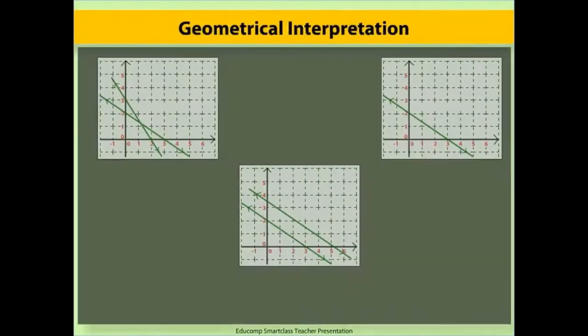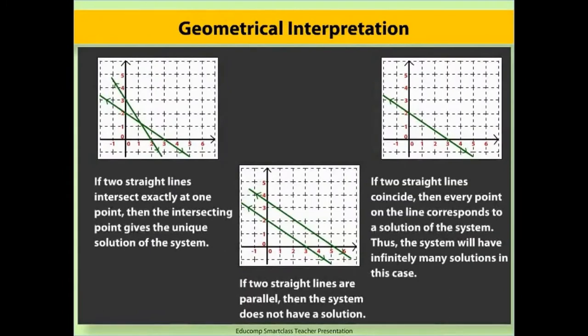Geometrical interpretation. If two straight lines intersect exactly at one point, then the intersecting point gives the unique solution of the system. If two straight lines are parallel, then the system does not have a solution. If two straight lines coincide, then every point on the line corresponds to a solution of the system. Thus, the system will have infinitely many solutions in this case.